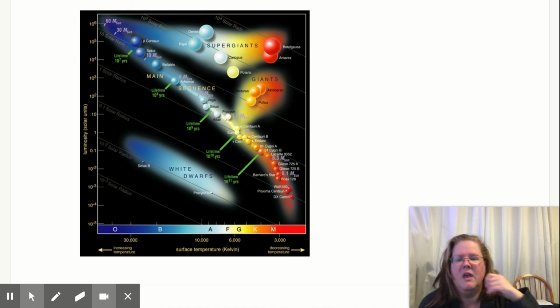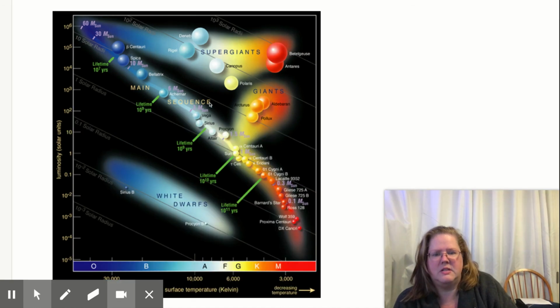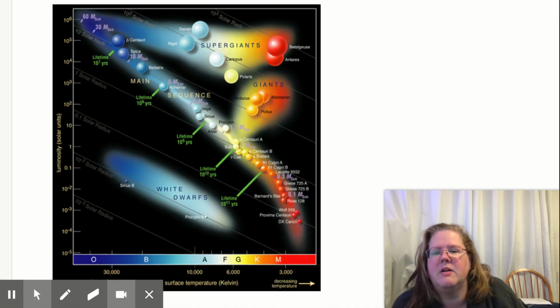So as we look at this, I would also go over here, and then I'd say that the luminosity of our sun is 1. Our temperature is just over 6,000 degrees Kelvin. But let's say I want to look at, let's make this just a little bit larger so you can maybe see this a little better.